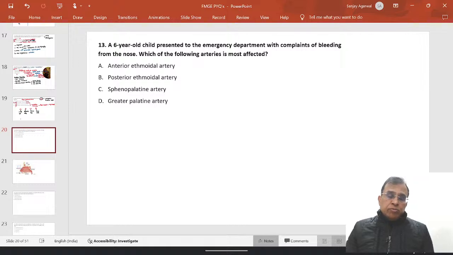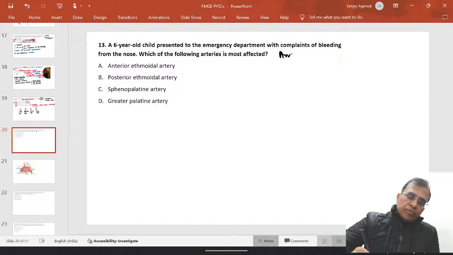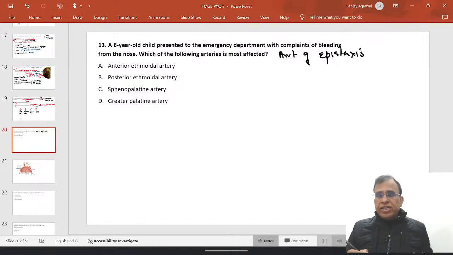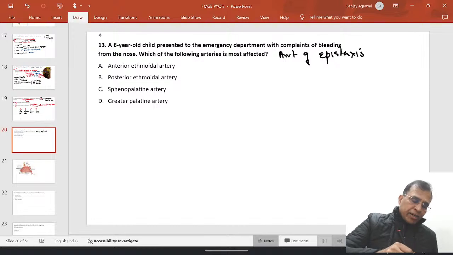Which of the following arteries is most commonly affected? So basically, which is the artery of epistaxis? They are asking you which is the most common artery that bleeds during epistaxis. And it's a very straightforward question. There is no discussion here. Sphenopalatine artery.